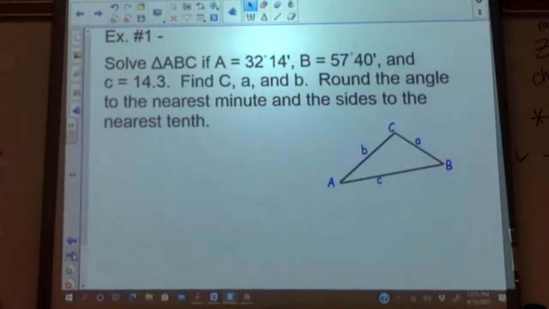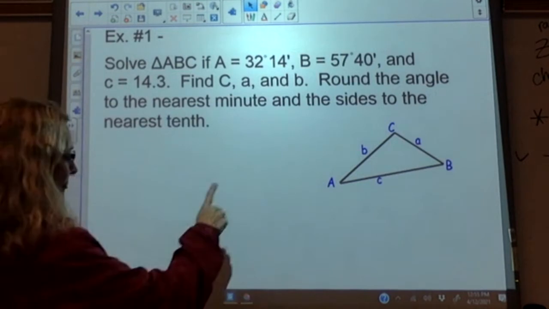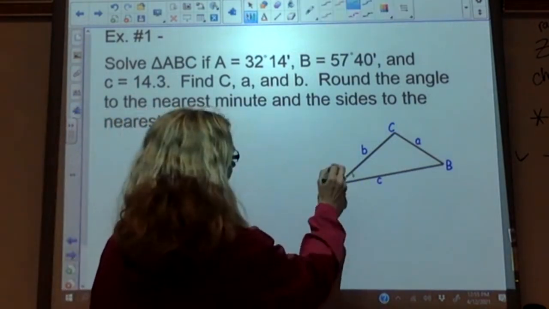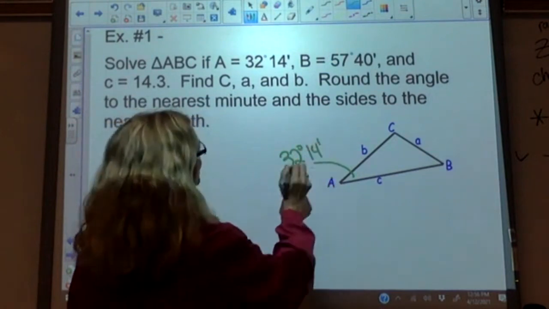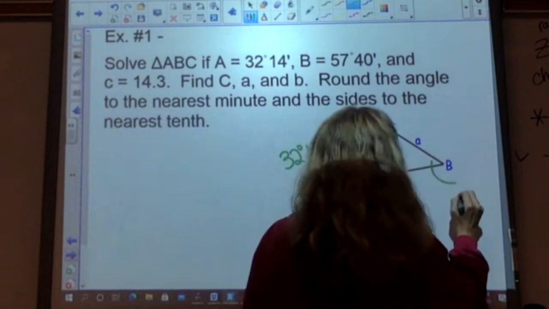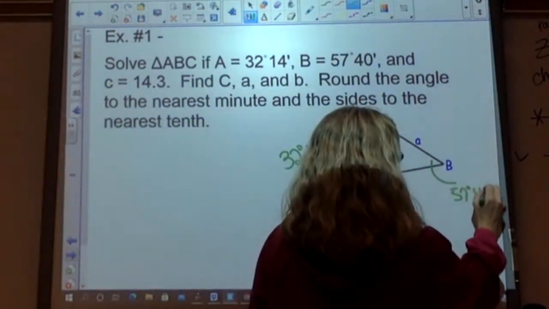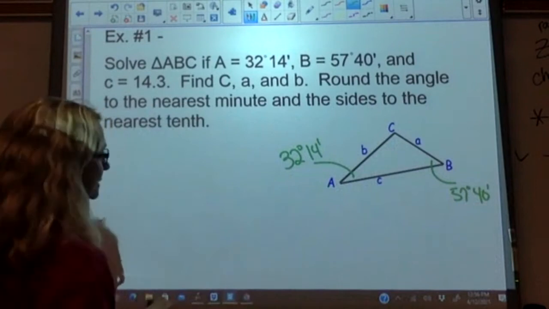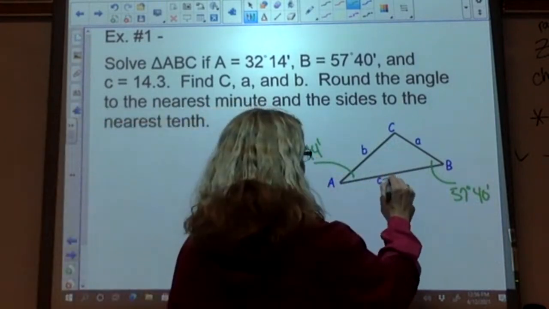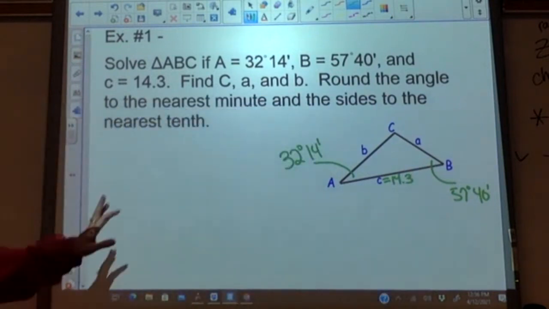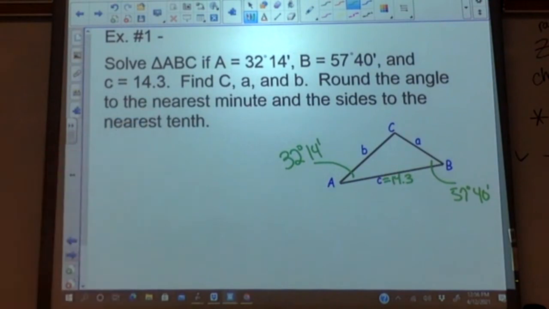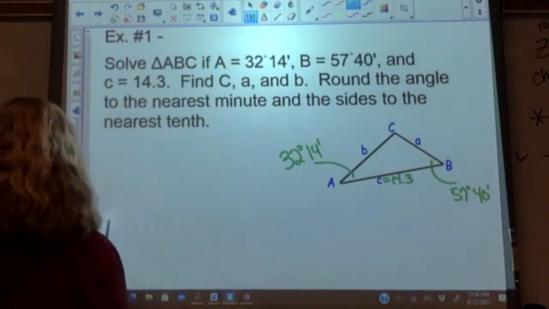They want us to solve triangle ABC if angle A is 32 degrees, 14 minutes, angle B is 57 degrees, 40 minutes, and side c is 14.3. We have to find angle C, side a, and side b. It wants us to round the angle measure to the nearest minute and the sides to the nearest tenth.